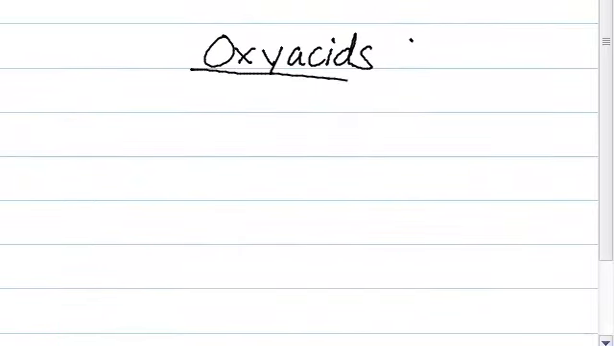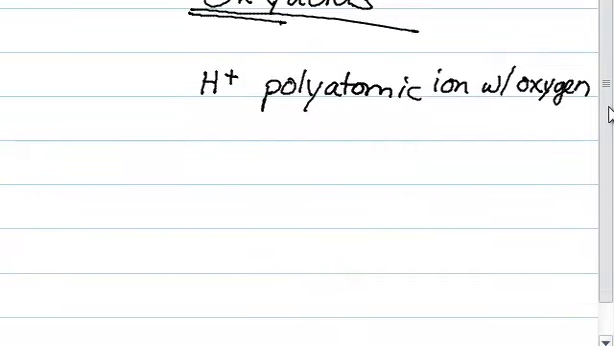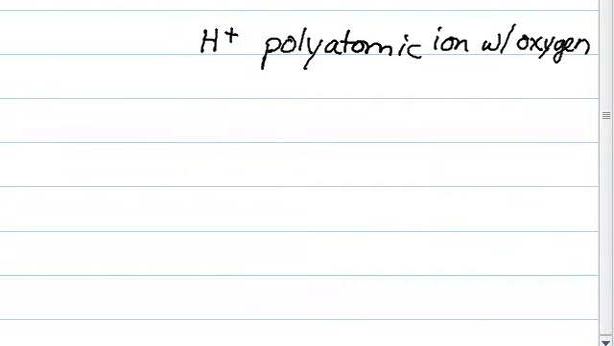Oxyacids, like the name suggests, have oxygen included. So it's going to be H plus and one of our polyatomic ions that has oxygen in it. So we're going to have more than just hydrogen and one other atom. We're going to have hydrogen, another atom, and oxygen. And since they're different types of acids, we name them very differently.